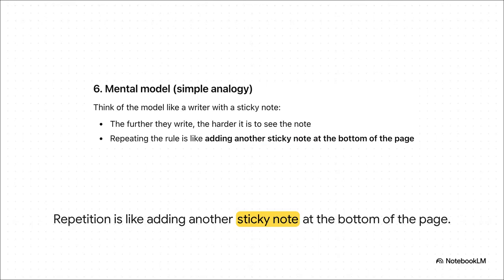Here's a great way to picture it. Imagine the AI is a writer, and your instruction is a sticky note at the top of a really long piece of paper. The farther down the page they get, the less likely they are to glance up and see that note. Repeating the instruction is like you walking over and slapping a brand new sticky note right at the bottom of the page, exactly where they need to see it.